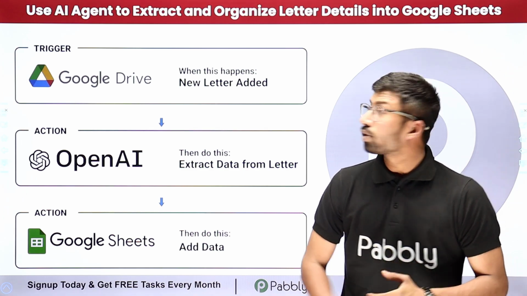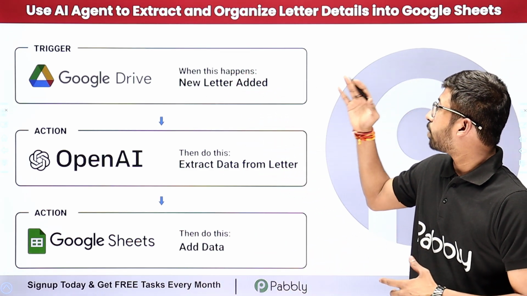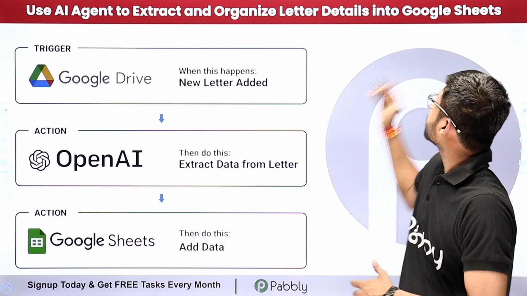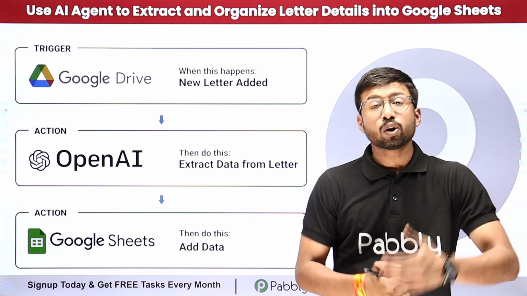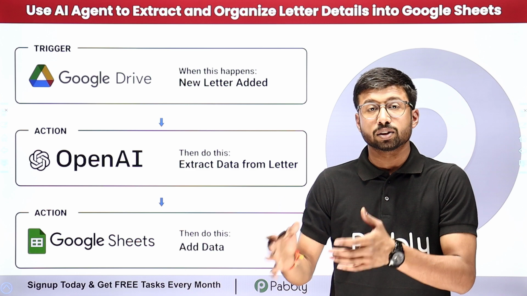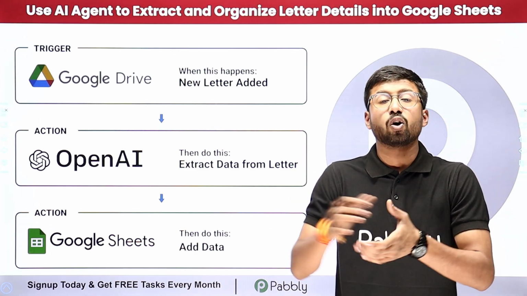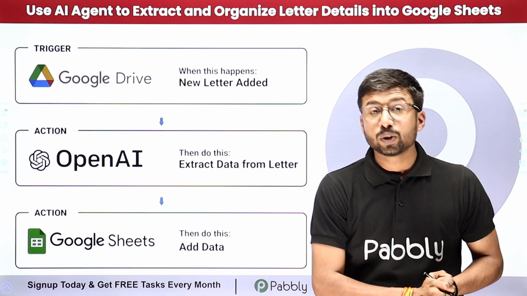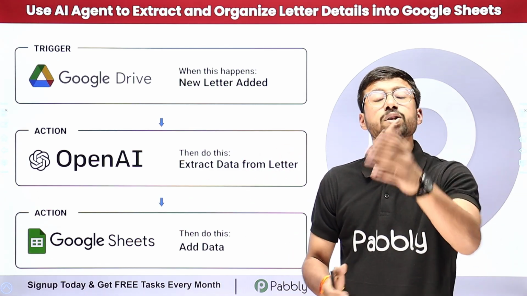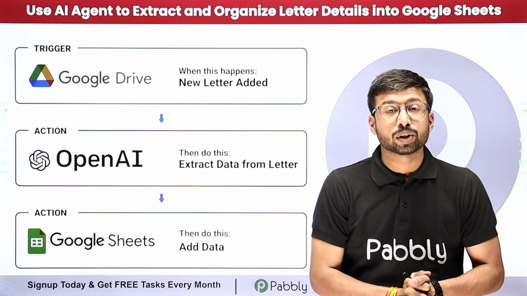So in this video, we are going to learn how to use an AI agent to extract and organize letter details into a Google spreadsheet. Let's say on a regular basis, you keep getting some letters. Now you want to extract some details like the date, sender details, subject and the content of the letter and add this data in your Google spreadsheet. So let me tell you, using this AI agent, you can completely automate this process.